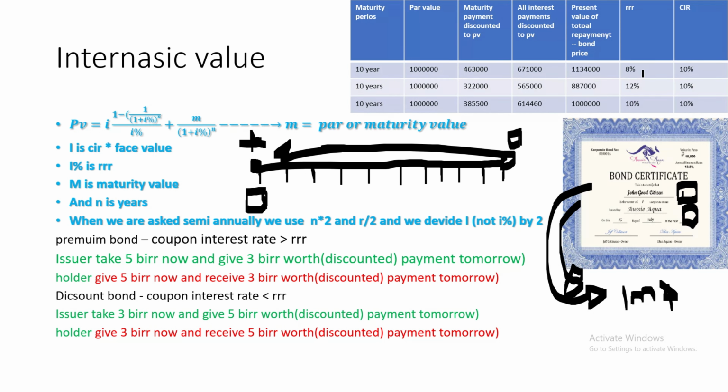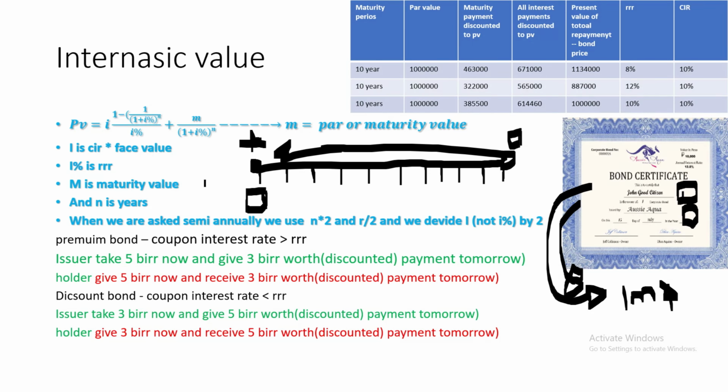One is on 12% and one on 10%. This tells us our bond pays 10% when the market pays 8%. This is good for the holder. The other one is our bond pays 10% when the market, or when others, pay 12% interest for the holders. The other one is when our certificate agrees to pay 10%, and the market also agrees to pay 10%.